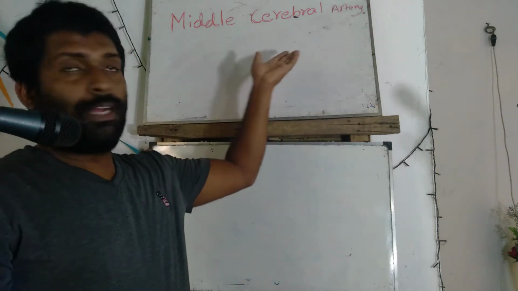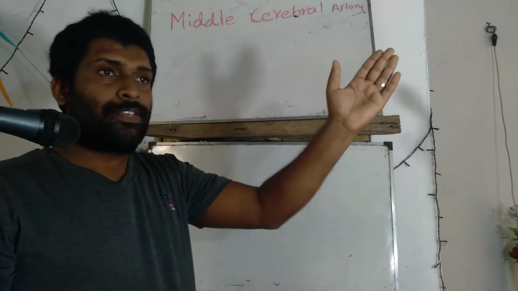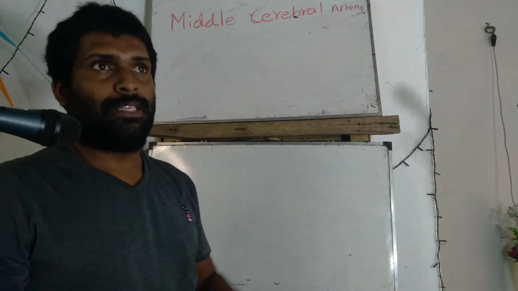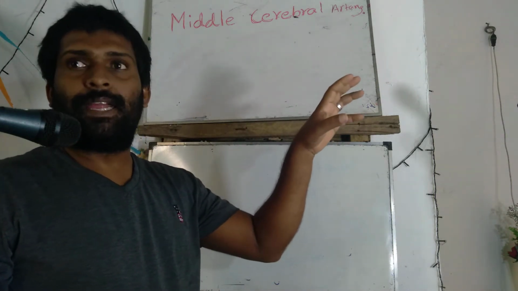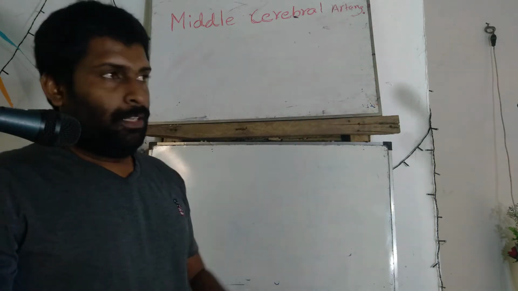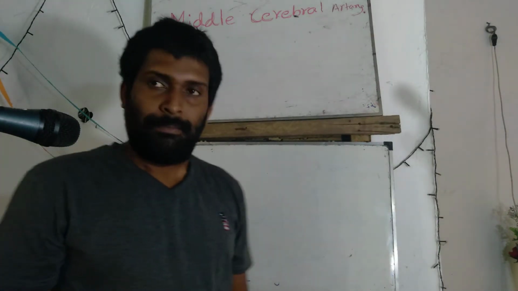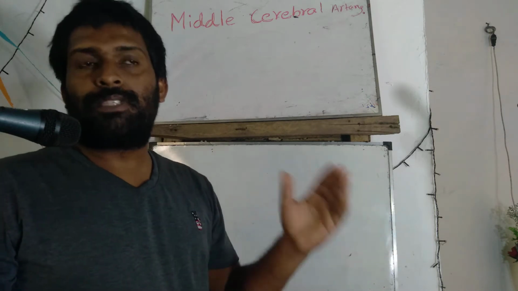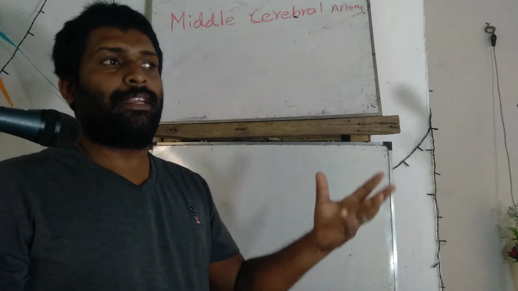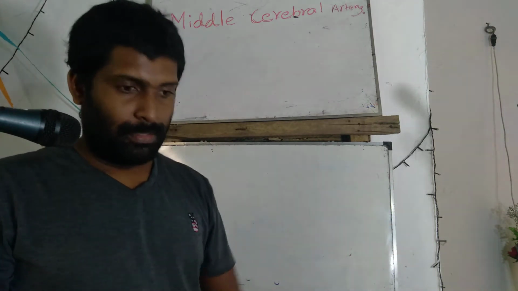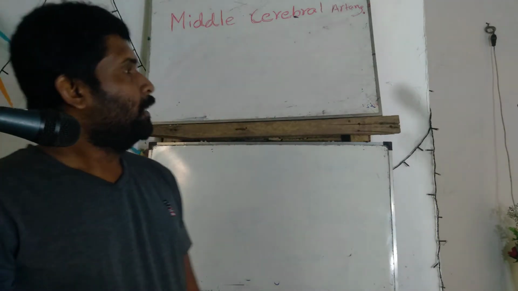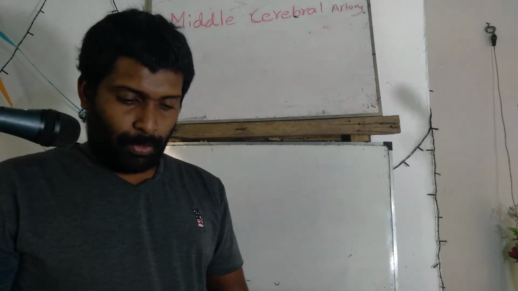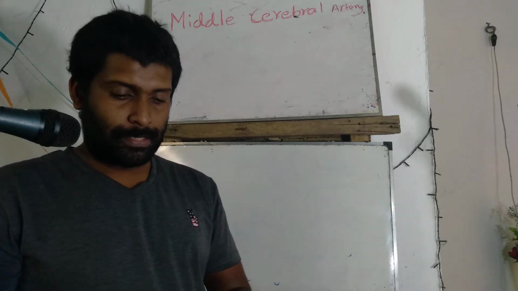With middle cerebral artery occlusion, there is a circulation drop in the internal area and the lateral cortex area. What are the main signs and symptoms we can understand? We discussed these things before. Now, today the main important point we are going to discuss.